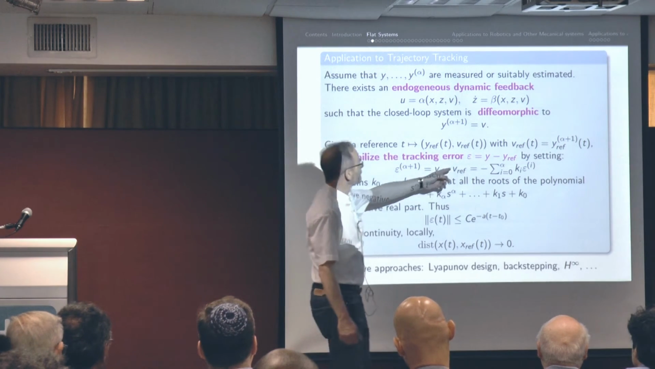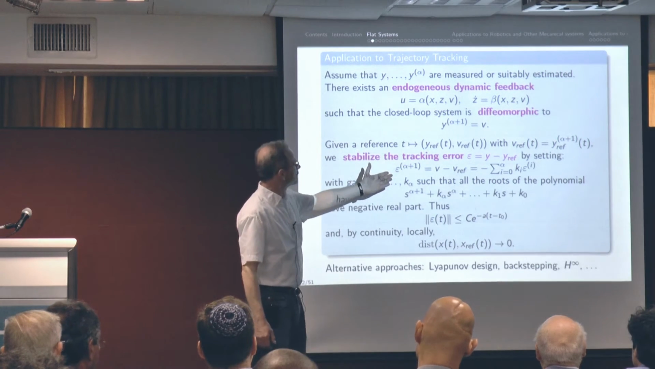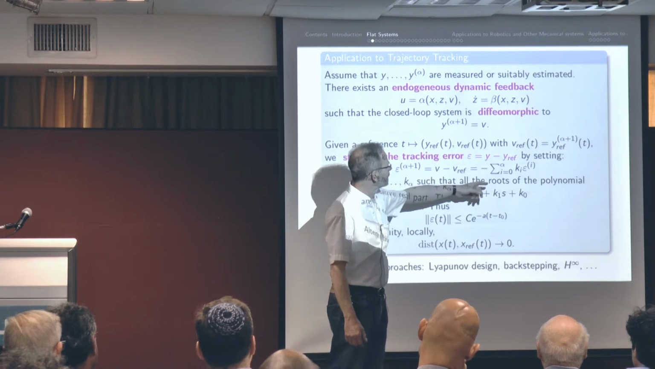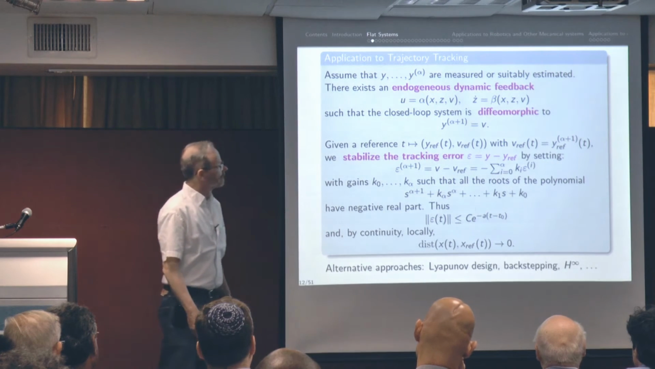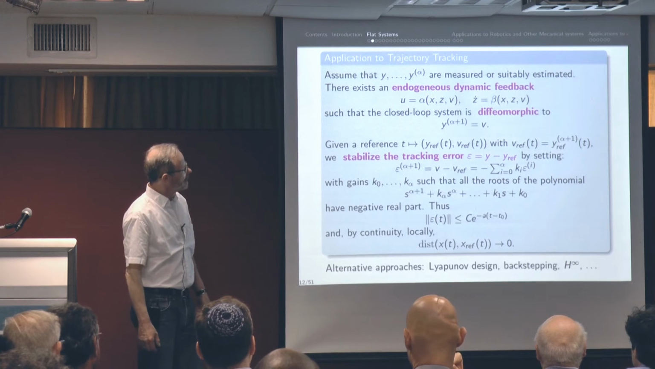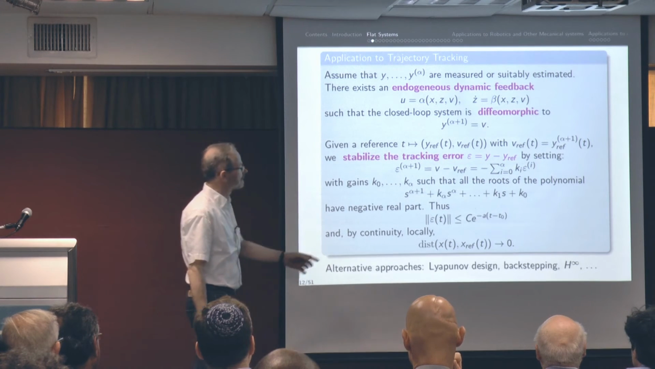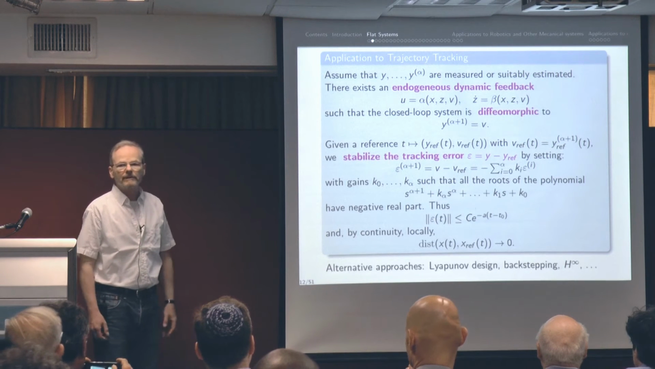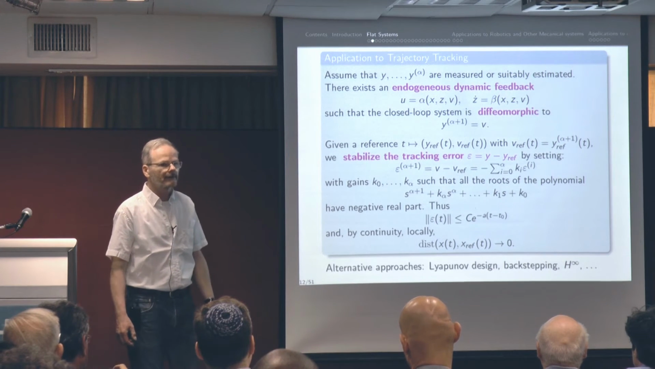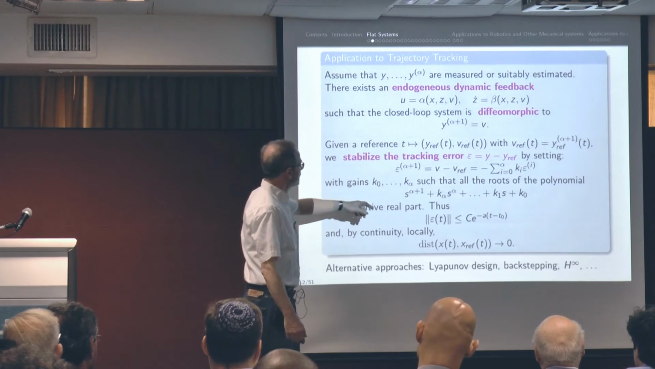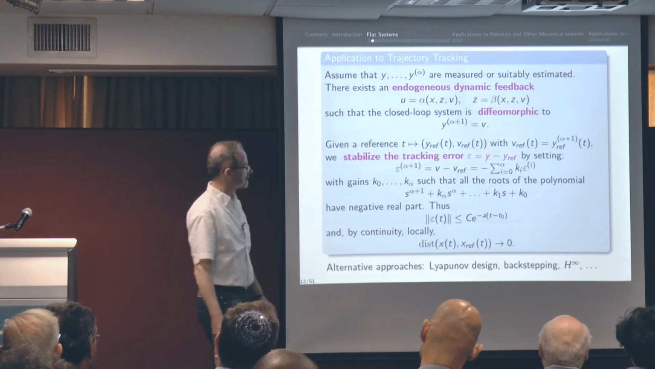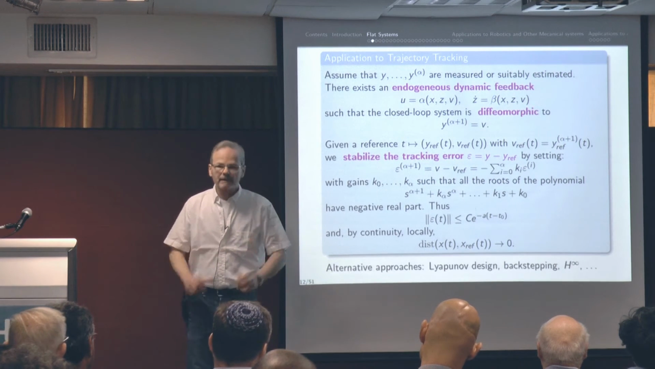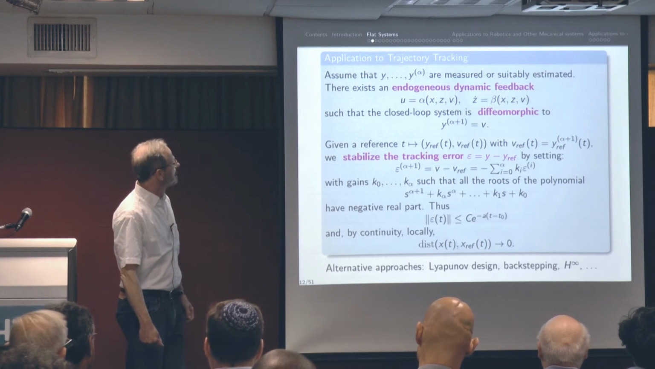And if you want to stabilize the tracking error, then you just state that the difference v minus v reference is equal to some combination of the derivatives of the error, in such a way that the coefficients are such that the polynomial has all its roots in the left half complex plane. So that the differential equation is stable, and then the error is exponentially decreasing, at least locally in a certain domain.